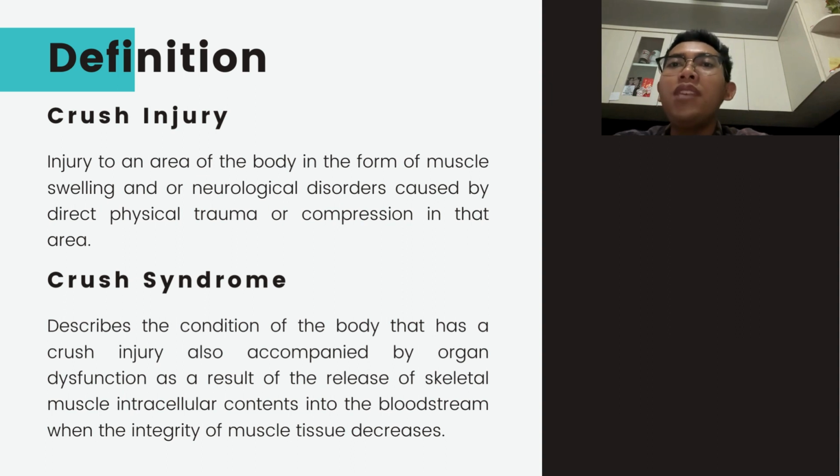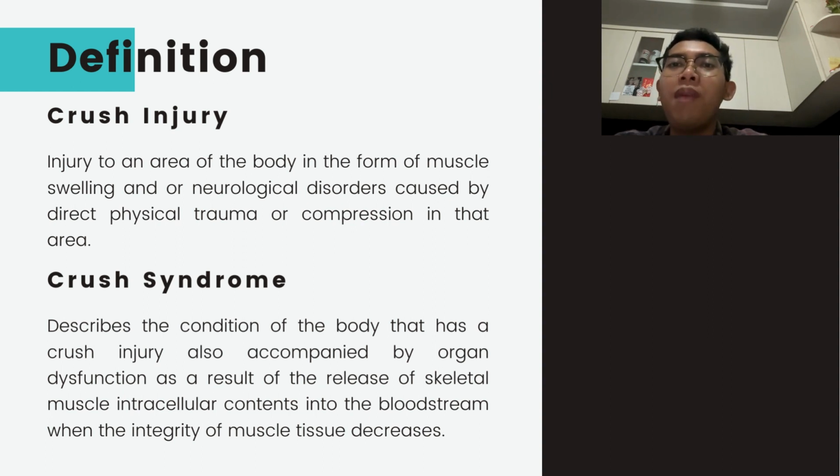So, crush injury is defined as injury to an area of the body in the form of muscle swelling and or neurological disorders caused by direct physical trauma or compression in that area. Disasters such as debris flows, earthquakes, terrorist attacks, explosions, local wars, mine disasters, and other accidents are generally the main cause of crush injury. This injury is known to cause edema and damage nerve, soft bone, and muscle tissue, especially in the extremities.